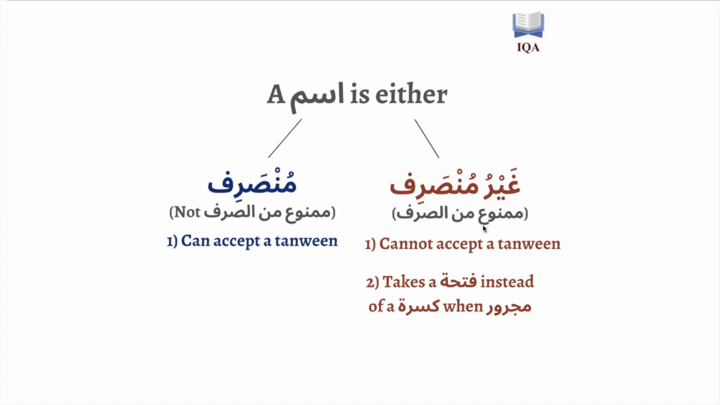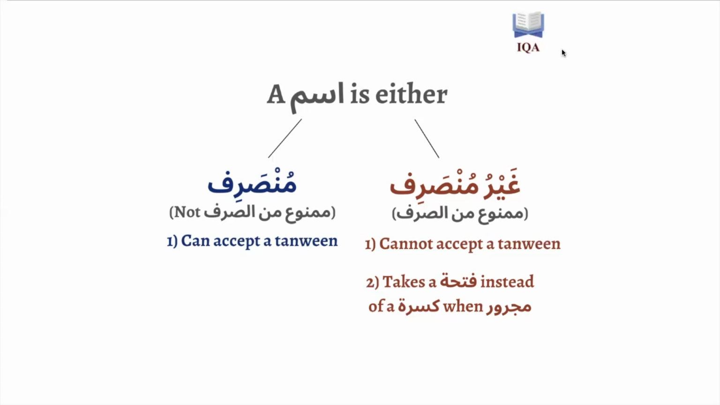These types of nouns, which are nouns that are mamnu' min as-sarf, are nouns that, number one, they cannot accept a tanween. Number two, they take a fatha instead of a kasra when majrurun. So pretty much these types of nouns can never take a kasra. These types of nouns can never take a kasra. So if someone was to ask you what is mamnu' min as-sarf, very simply you would say mamnu' min as-sarf are nouns that are prevented from tanween. They cannot accept tanween. And likewise, they cannot accept a kasra, i.e. the sign of them being majrurun is going to be a fatha instead of a kasra.